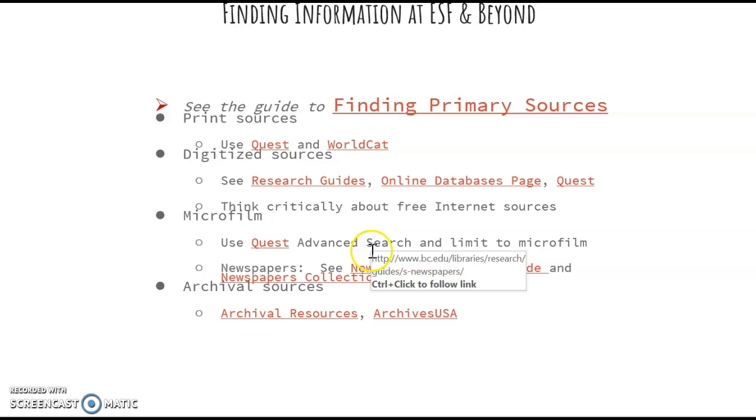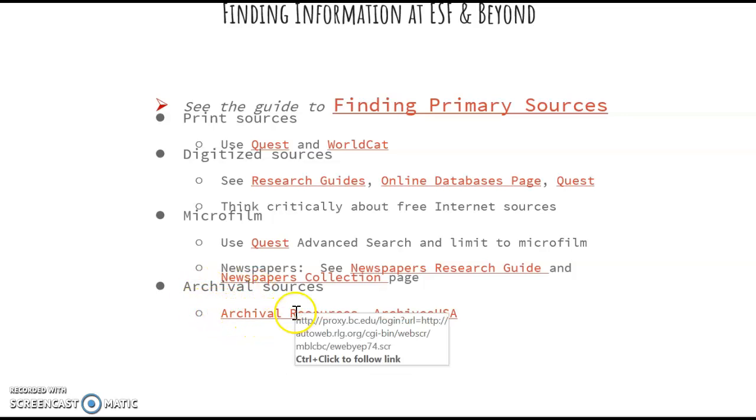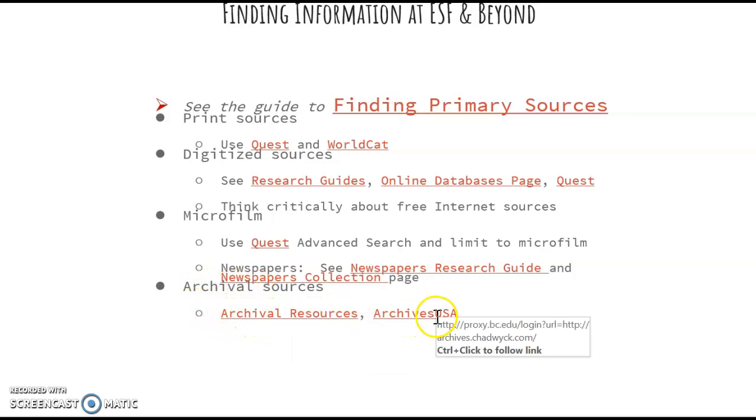Microfilm, you can use Quest and there's an advanced search and you can limit to microfilm. Newspapers, you can see a newspaper's research guide and collection page. And then for archival sources, you can look at archival resources and Archives USA.